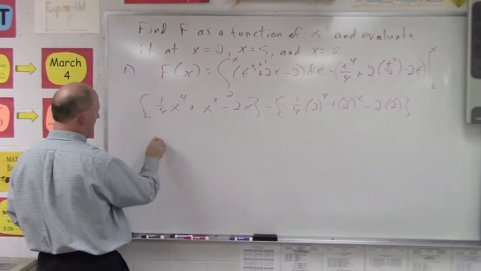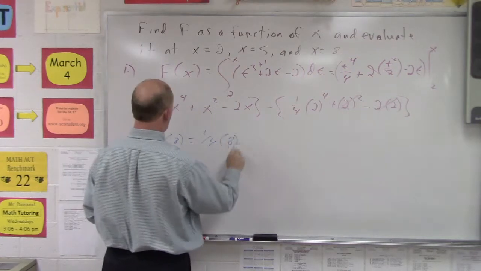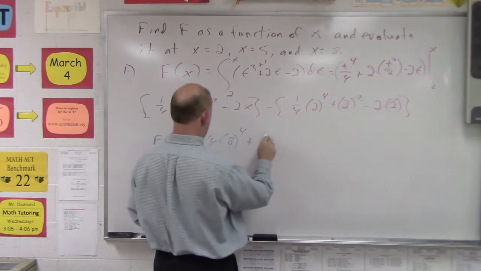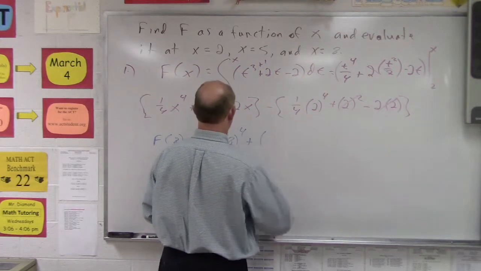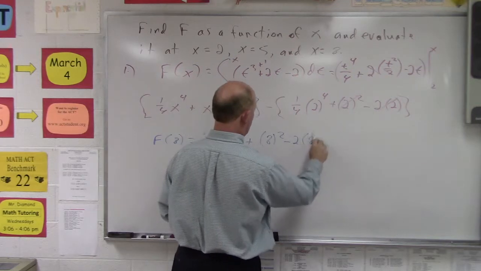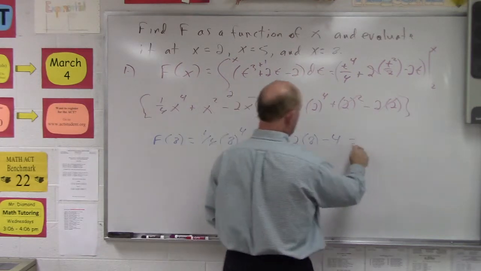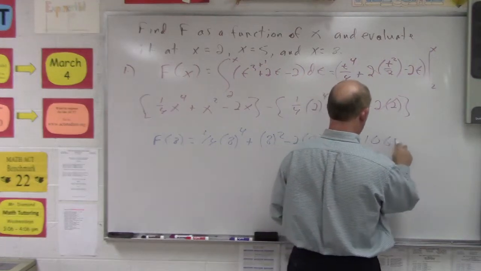Okay, let's try one more to look at. This is the function at 8. So f of 8 would be 1/4 times 8 to the 4th plus 8 squared minus 2 times 8 minus 4. And I've done this already. This is 1,068.